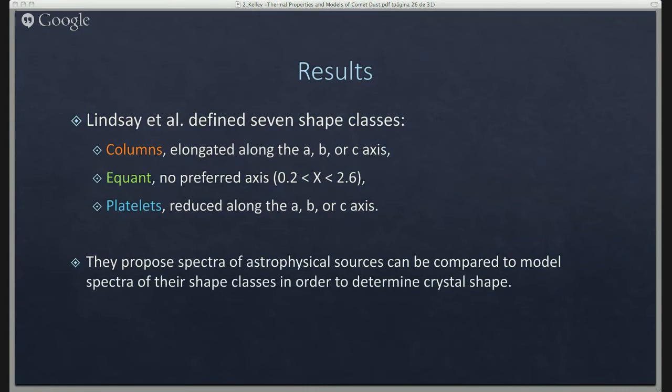Just to cut to the chase, the results are that they defined essentially 7 shape classes, but it's more like 3. One is a columnar shape, and all the spectra that come from columns, with just one preferred axis in an elongated way, will produce similar spectra to each other, independent of whether it's a brick or an elongated something else. Just the 3 different axes give you 3 more subclasses for that columnar type.